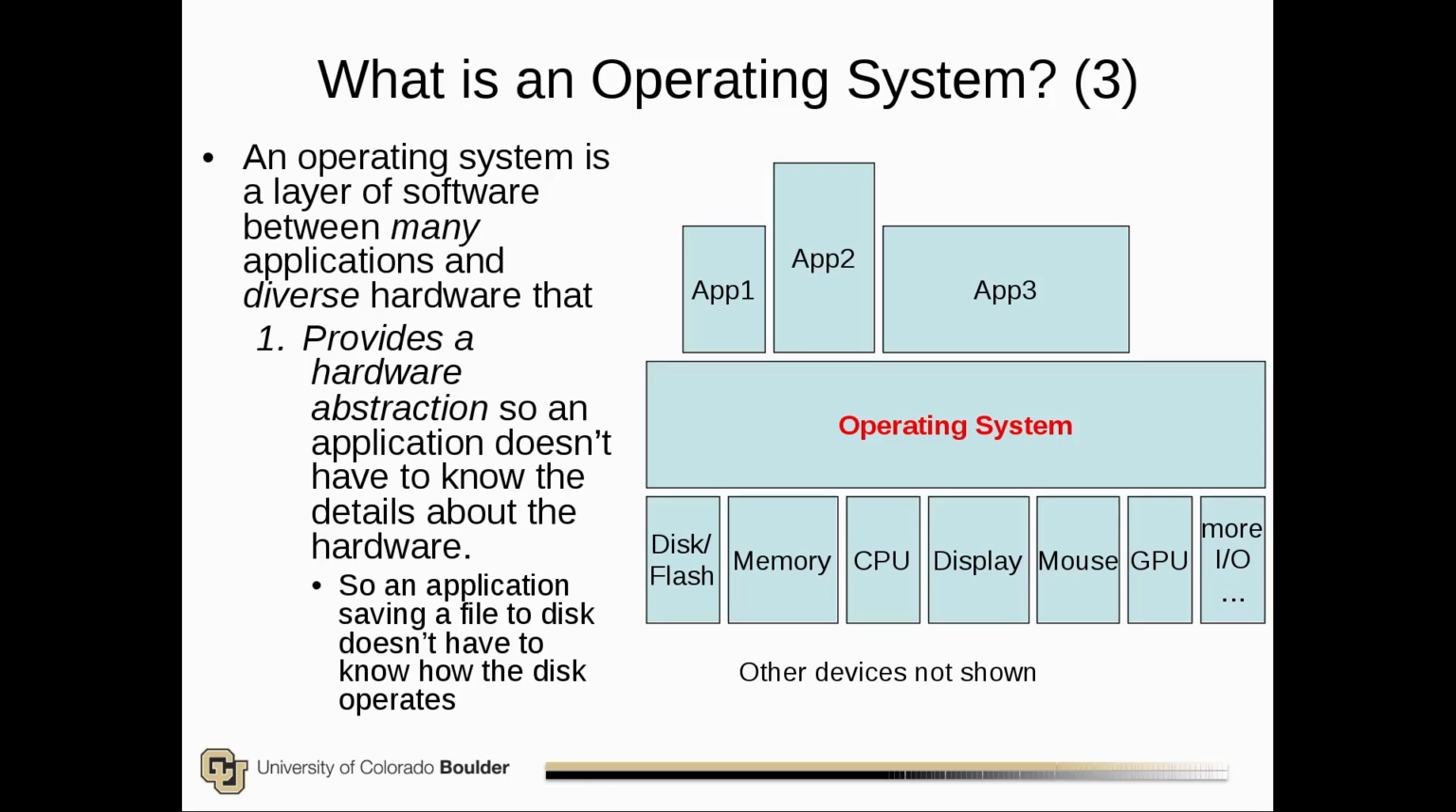Now, there are 3 main things that an operating system provides. Number 1, it provides a hardware abstraction, so an application doesn't have to know the details about the hardware. This is really important for application developers, as they don't have to know the inner workings of every piece of hardware that's attached to a computer. And we'll see how this works in a moment.